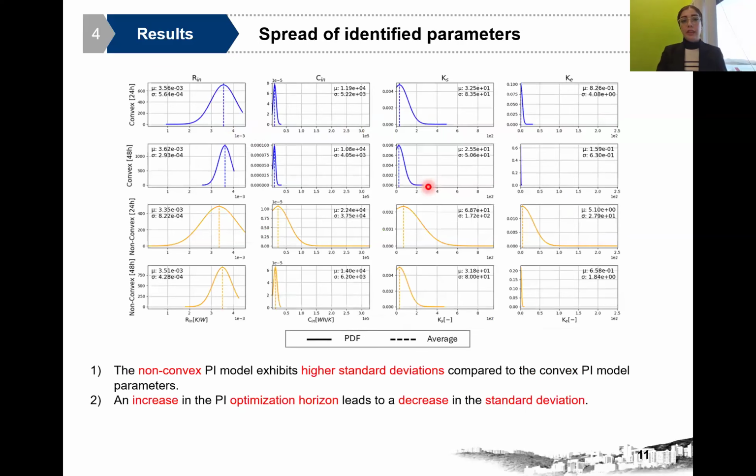The second metric is the spread of the identified parameters. As you can see, the non-convex PI model exhibits higher standard deviation. The first two rows are related to the convex model. The second two rows are related to the non-convex model. As you can see in the third row, which is related to the non-convex model with a 24-hour optimization horizon, we have the largest variance of parameters. And the second result is that an increase in the optimization horizon leads to a decrease in the standard deviation.